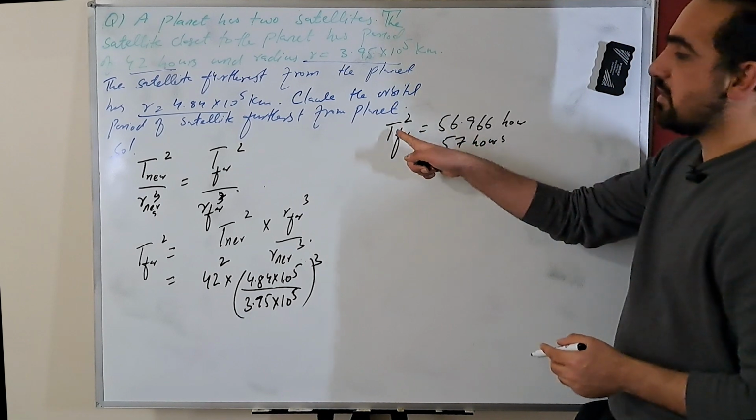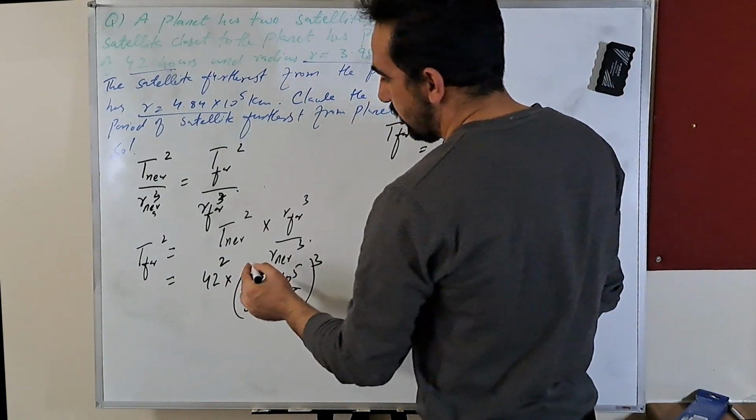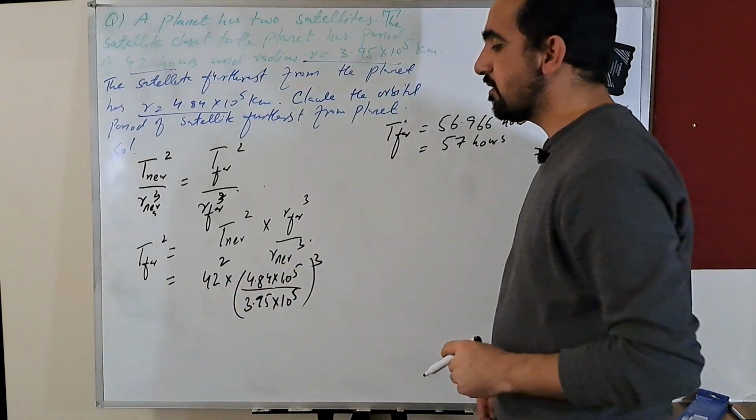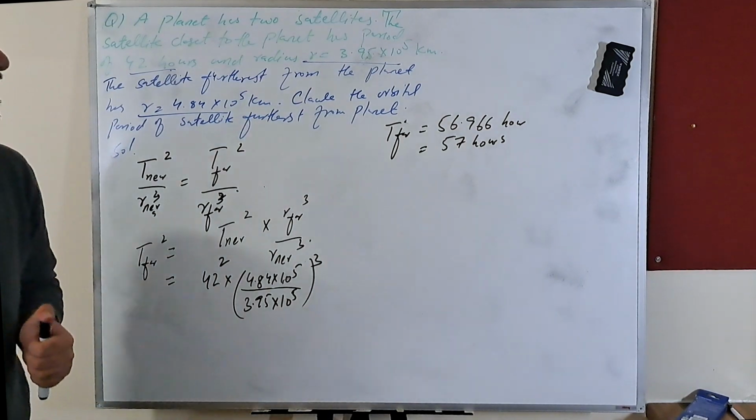But we need to take the square root. So we need to take the square root of this value as well in order to find the time period of the far satellite. Okay, is this clear?